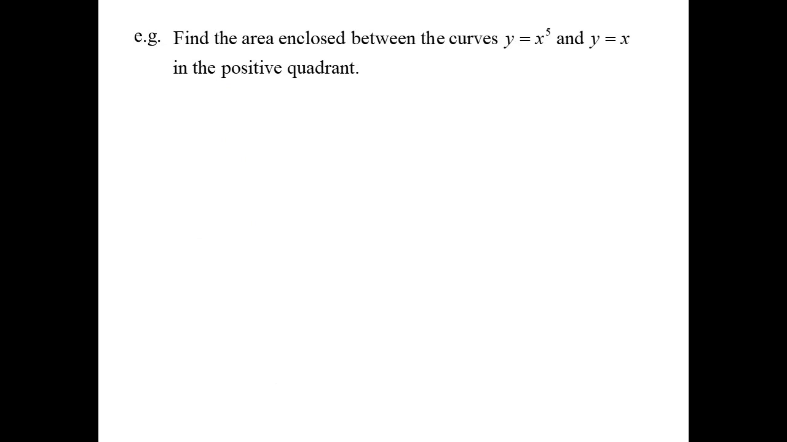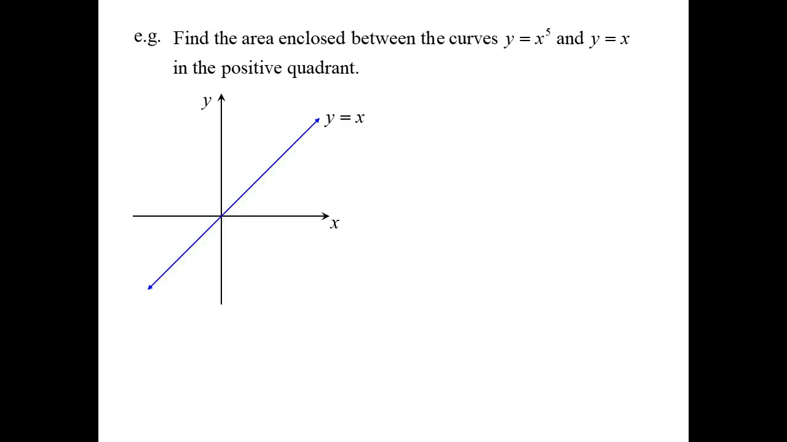y equals x to the power of 5 and y equals x in the positive quadrants. So let's draw it. There's y equals x. There's a very dodgy looking y equals x to the power of 5.